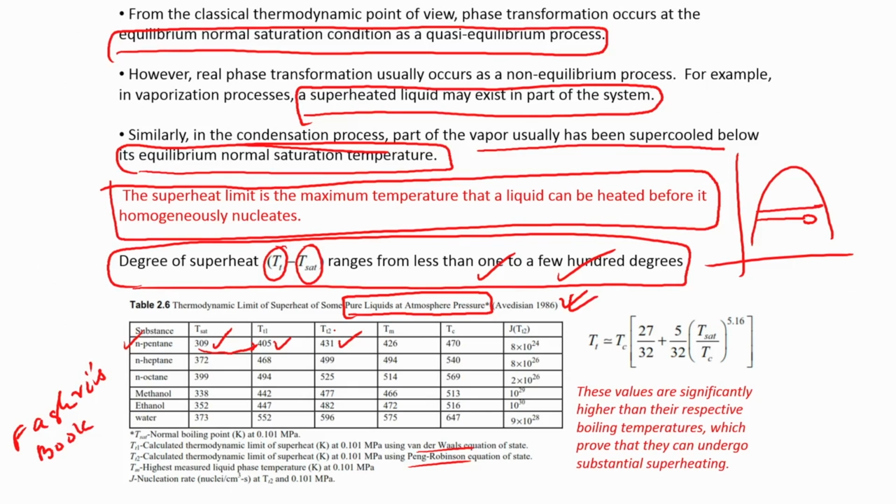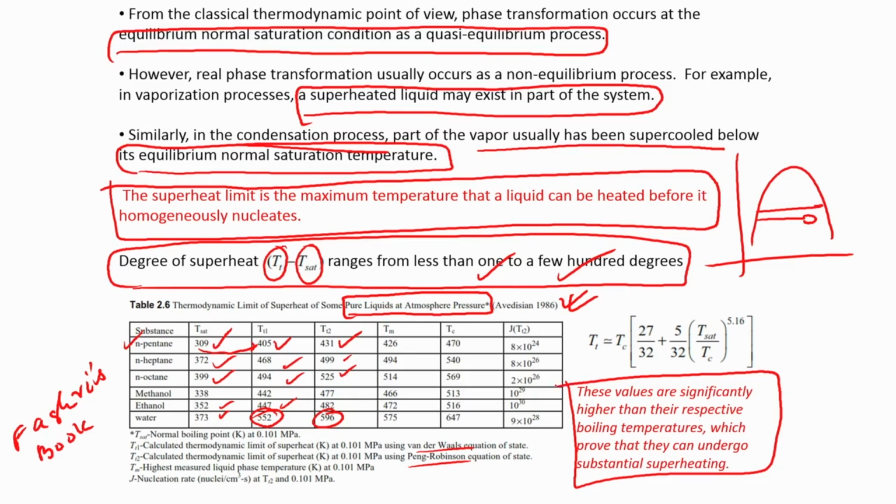Similarly, for n-heptane you see a similar thing, n-octane you see a similar thing, methanol also shows a similar thing, ethanol also shows a similar thing, and water is really high. If you look at it, it is almost close to 200 degrees, 552 and 596. So, it is very high. These values are significantly higher than their respective boiling points.